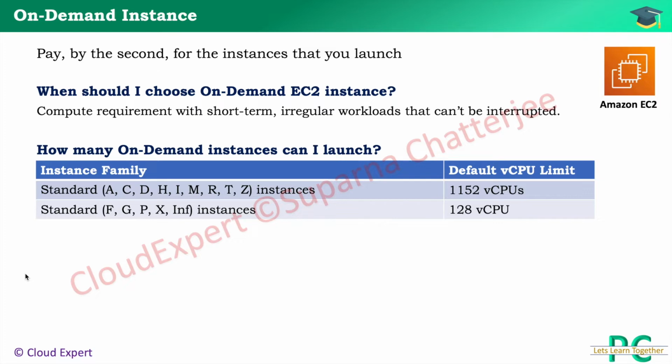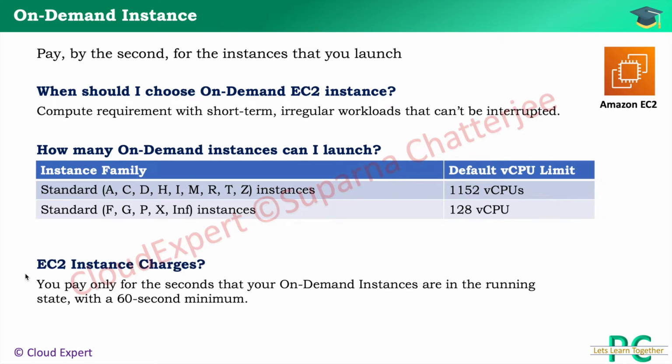Now you must be asking, if I need more capacity, what am I going to do? Even though EC2 automatically increases your on-demand instance limit based on your usage, if you have a use case where you need more capacity, you can place a limit increase request and AWS will increase the soft limit for your account.